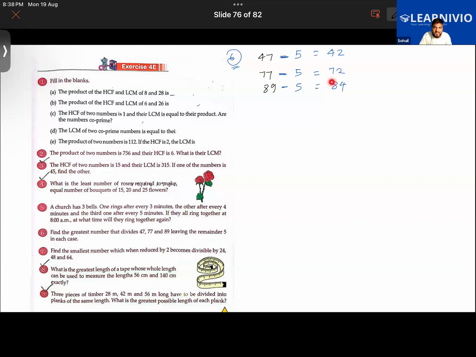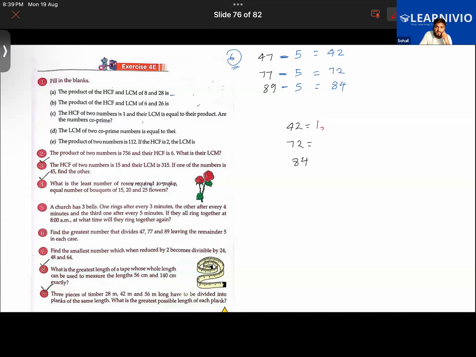Now find the HCF of 42, 72, and 84. For 42, write down its factors, and write down the factors of 72 and 84. There are different methods to find the HCF. The simplest one is to write down all their factors and find out which is the highest common factor.